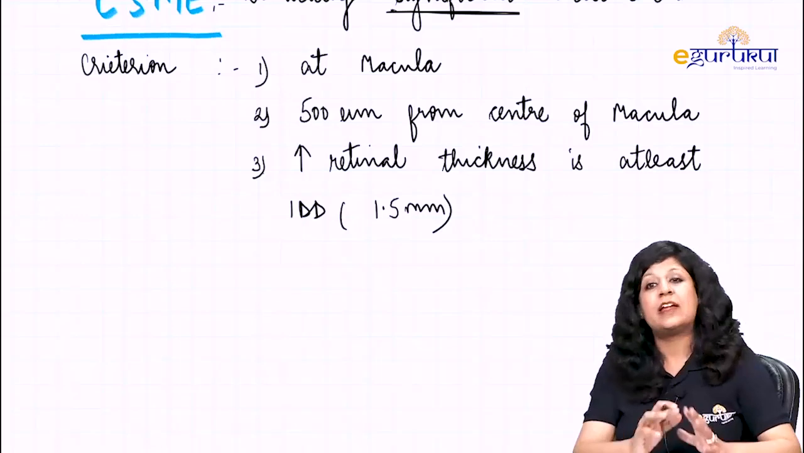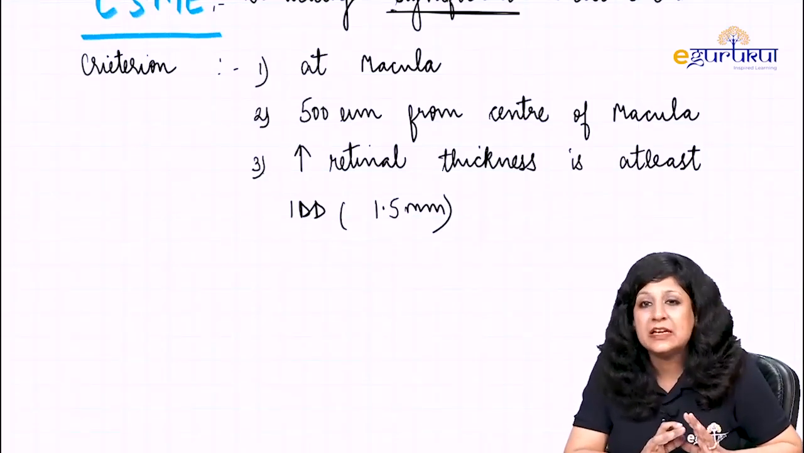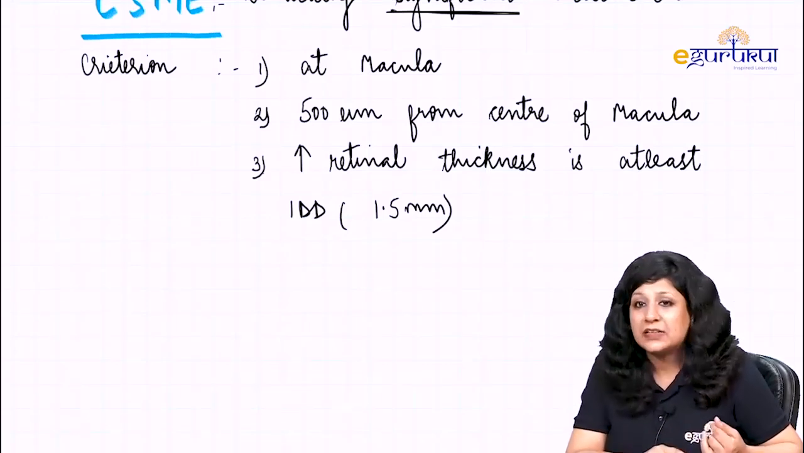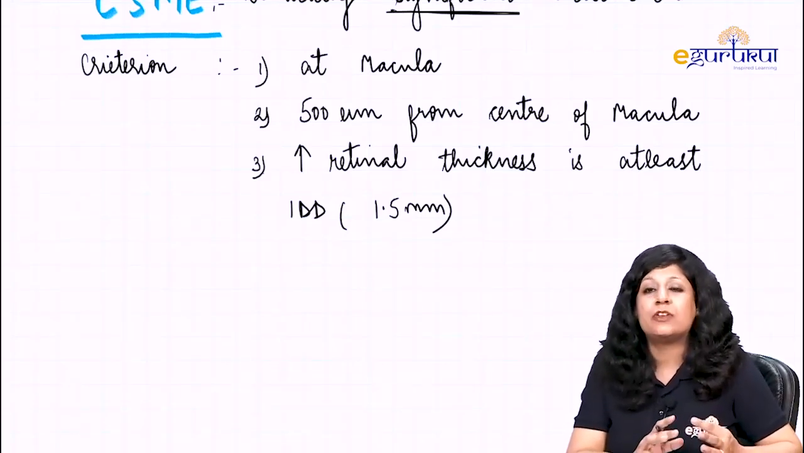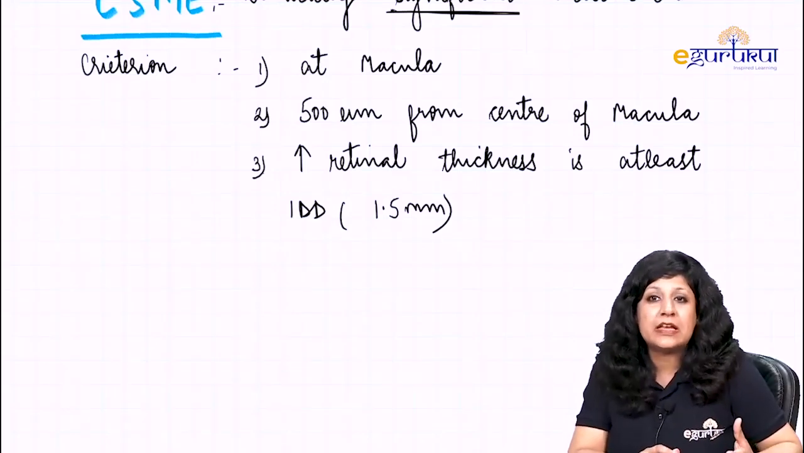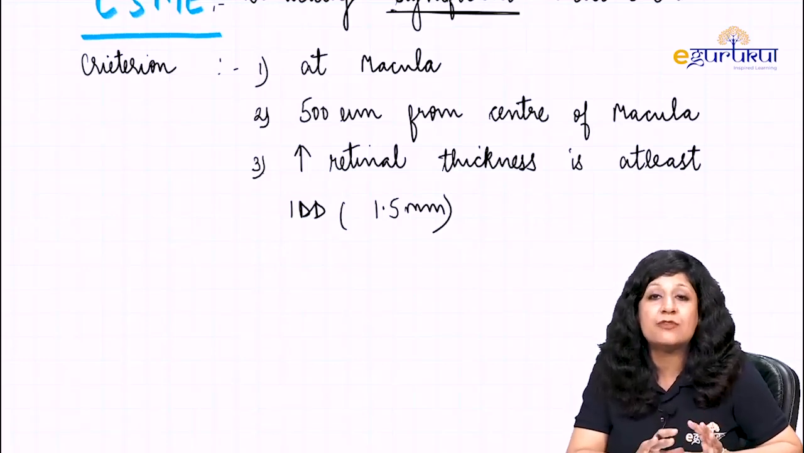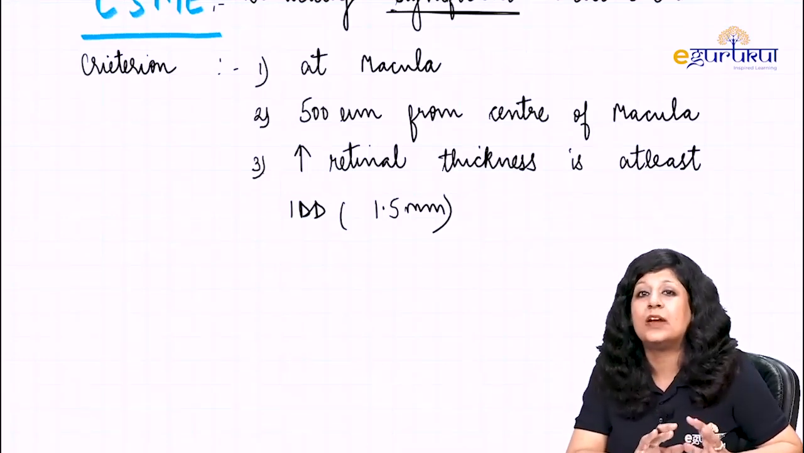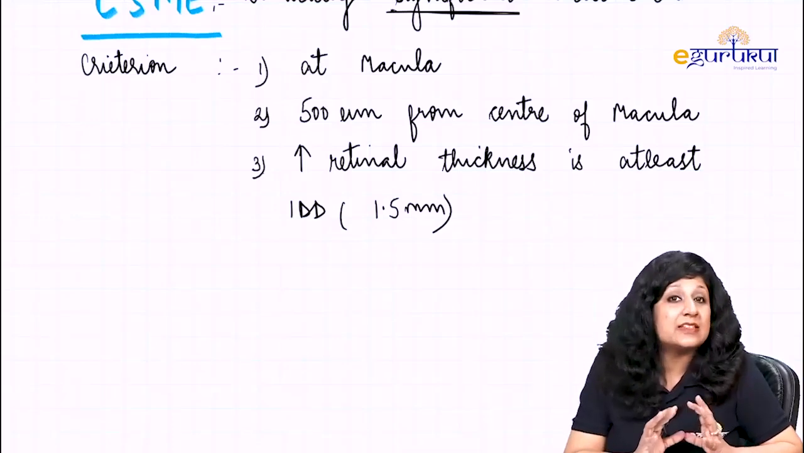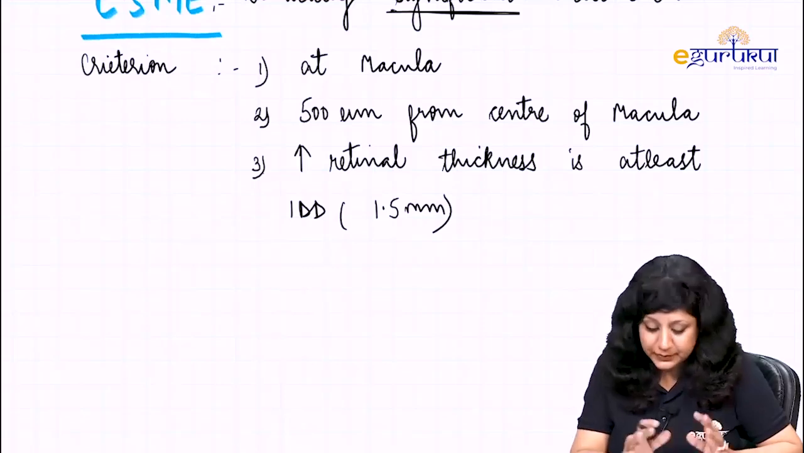So there are three criteria for saying that this macular edema is actually clinically significant. It should be at the macula, or it is 500 microns from the center of the macula, or the increased retinal thickness is at least 1.5 mm, that is 1 disc diameter. Then I can say that this patient is having clinically significant macular edema.